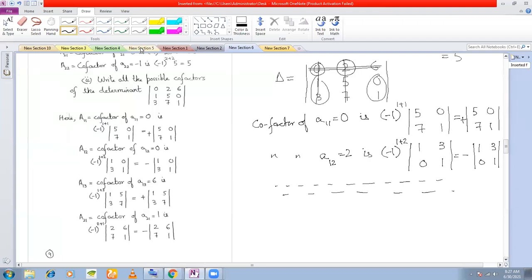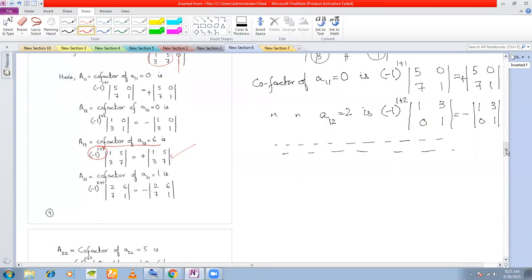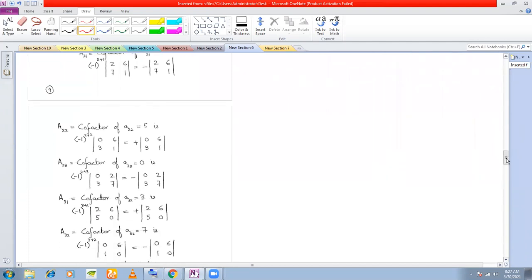You see here, the cofactor of A13, this element, is minus 1 to the power of 1 plus 3 into the minor. So now you hide this row and this column to get this determinant as the minor. So this is your cofactor. So I've calculated the cofactor of each. You can go through this.